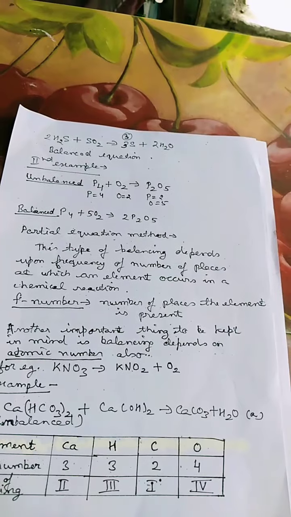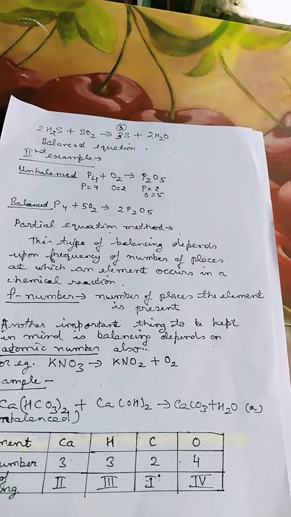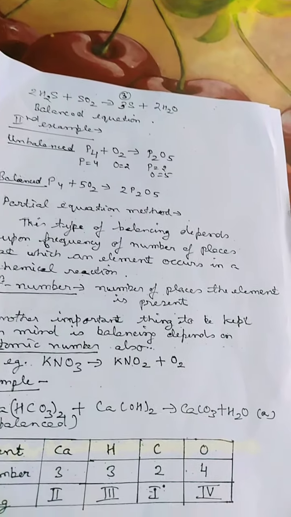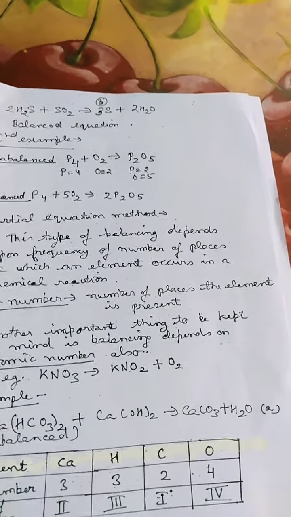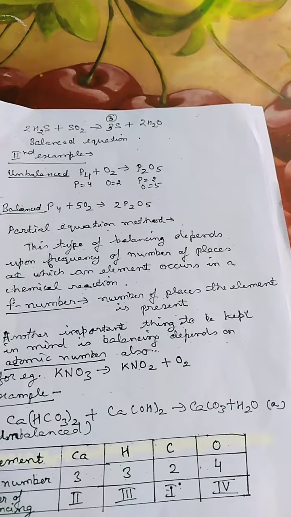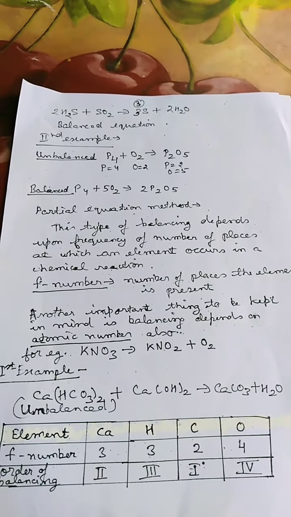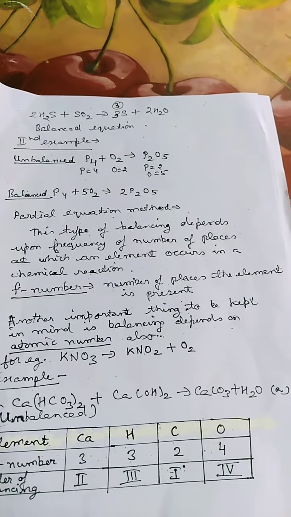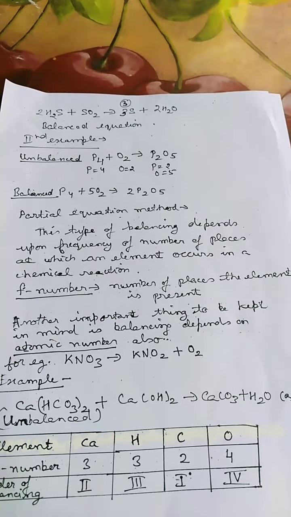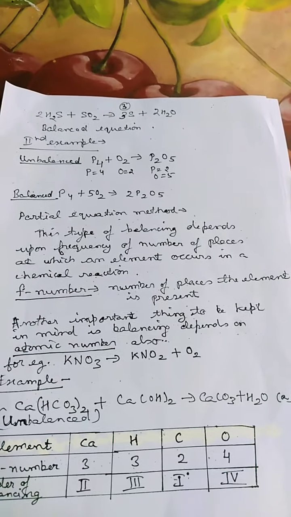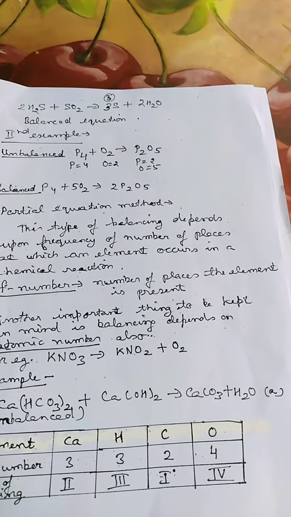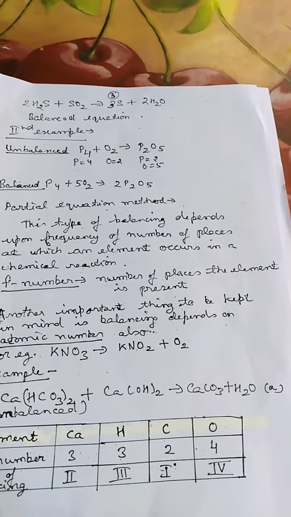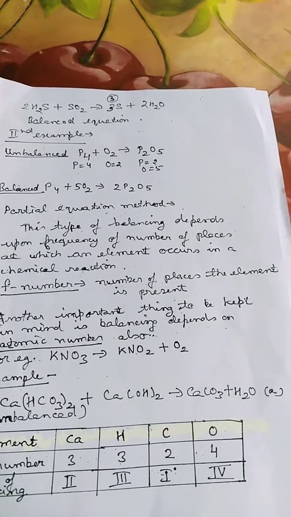Fourth point is, if two or more elements have the same frequency number, then balance the metallic element first. The metallic element with higher atomic number is balanced first, and then the metallic element with lower atomic number. In case of non-metallic elements with the same frequency number, first the non-metal with higher atomic number is balanced, and then the non-metal with lesser atomic number.